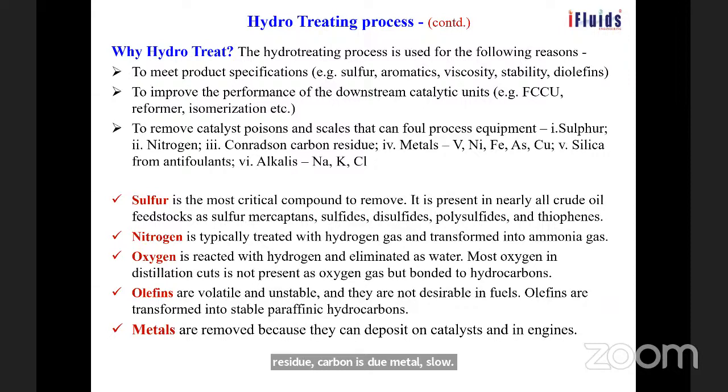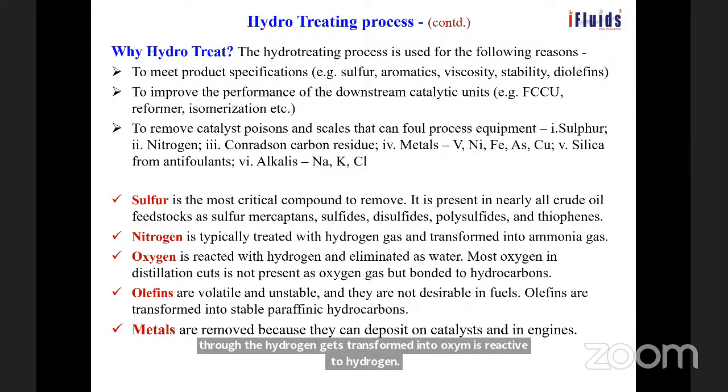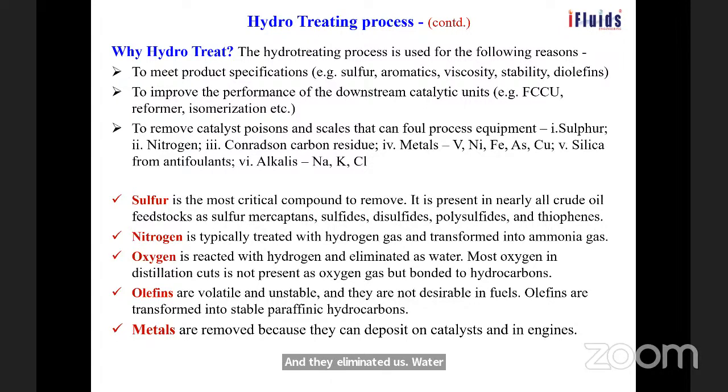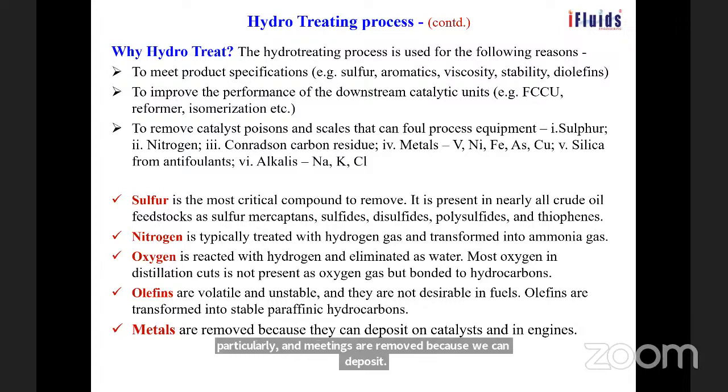Sulfur is the most critical compound to remove. It is present in nearly all the crude oil feedstocks as sulfur mercaptans, sulfides, disulfides, polysulfides, and thiophenes. It is there in different forms. And nitrogen is typically treated with the hydrogen gas and transformed into ammonia. Oxygen is reacted with the hydrogen and eliminated as water. Olefins are volatile and unstable, and they are not desirable in fuels. So olefins are transformed into stable paraffinic hydrocarbons. And metals are removed because they can deposit on catalysts and engines also. That is the downstream.